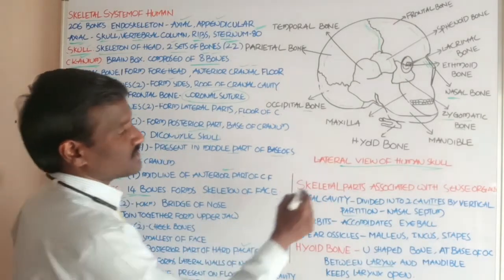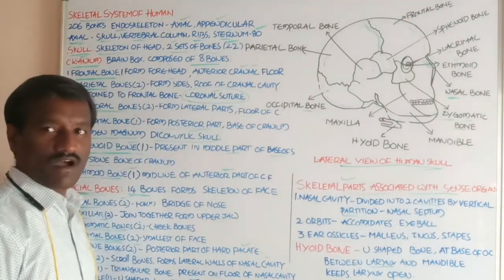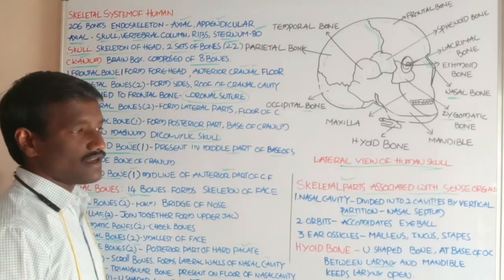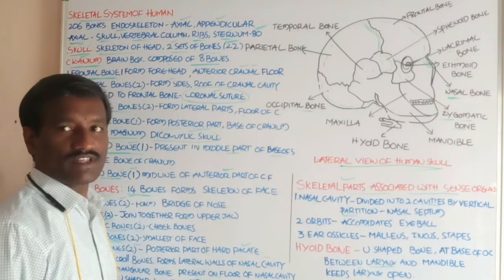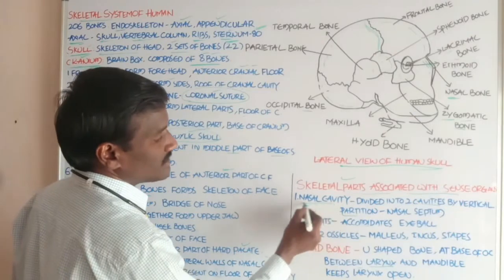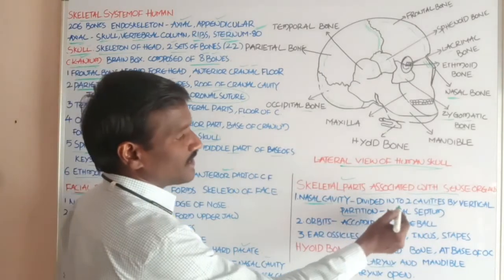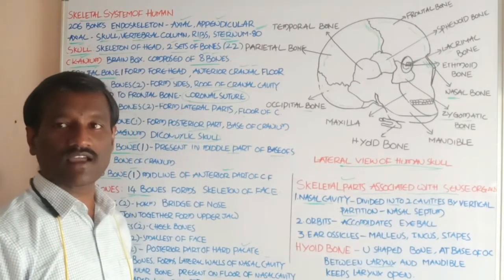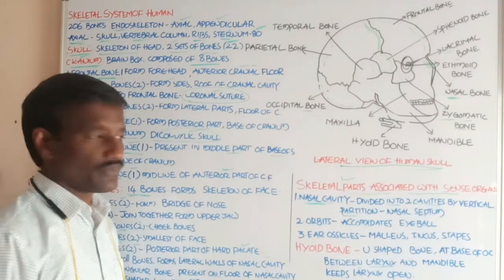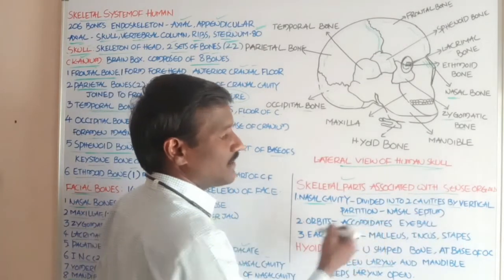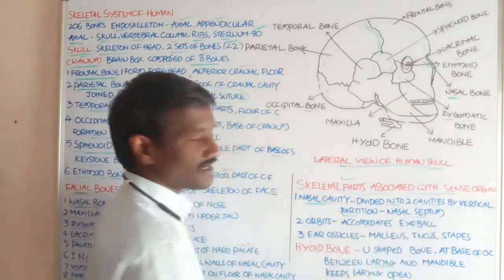And the skeletal parts that are associated with the sensory organs. Already you know about the sense organs, and some skeletal structures are associated with them. The first one is the nasal cavity. The nasal cavity is divided into left and right nasal cavities by a vertical partition, which is called the nasal septum.